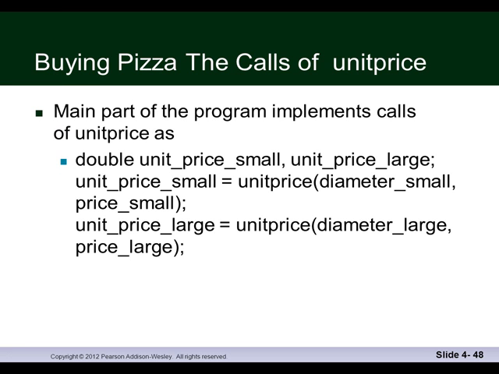So in my main, I'm going to be just calling other functions. If I have a unit price function, I can call it with the diameter of a small and the price of a small, and I can call the same function with different variables. So it's going to calculate this one for me now. All I have to do is change my input, and my output is going to come out different. I do not need two functions for this.